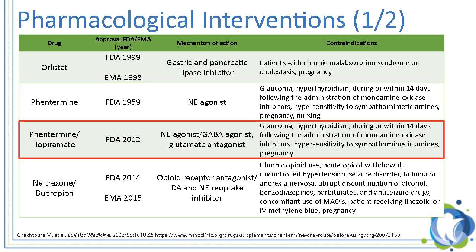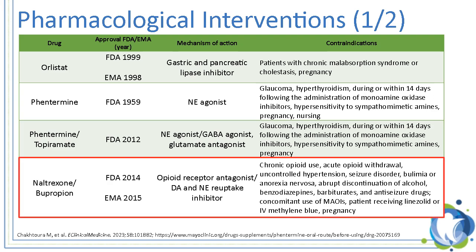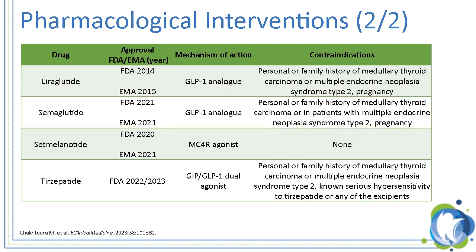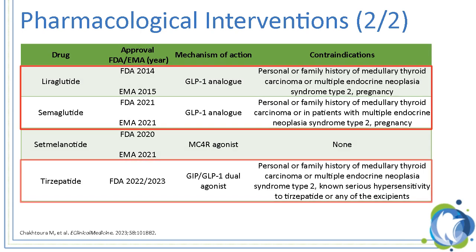Phentermine and topiramate has been on the market since 2012. The contraindications to it are glaucoma and active hyperthyroidism, similar to phentermine. Naltrexone and bupropion have also been approved for weight since 2014, and both of those medications were in wide use prior to that. They cannot be used with somebody who is actively on opioids or is in acute opioid withdrawal, or with uncontrolled hypertension because it can increase blood pressure. Also it is not to be used with people with a seizure disorder, bulimia, or anorexia, and caution with concomitant abrupt discontinuation of alcohol, benzos, barbiturates, and anti-seizure medications. The newer medications include the GLP-1 agonists and tirzepatide, which is one medication that has dual mechanisms, both GLP-1 and GIP.